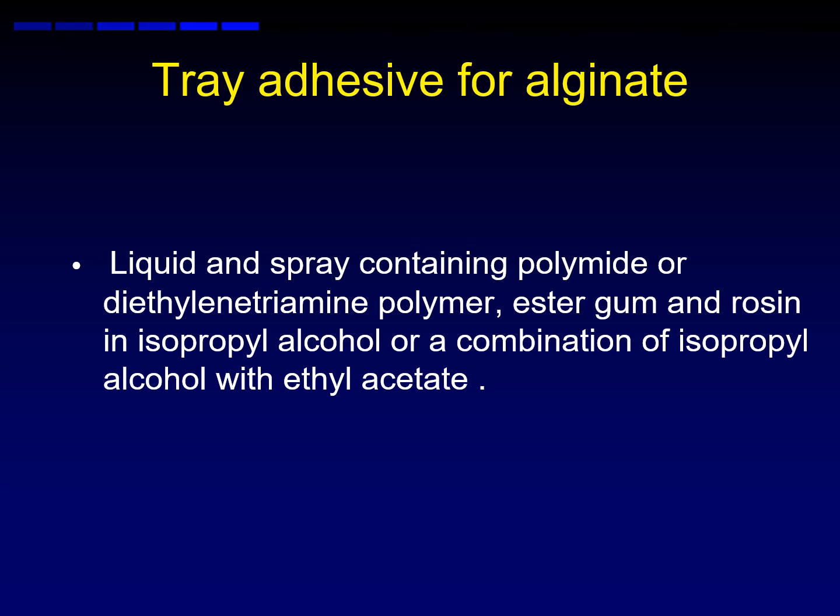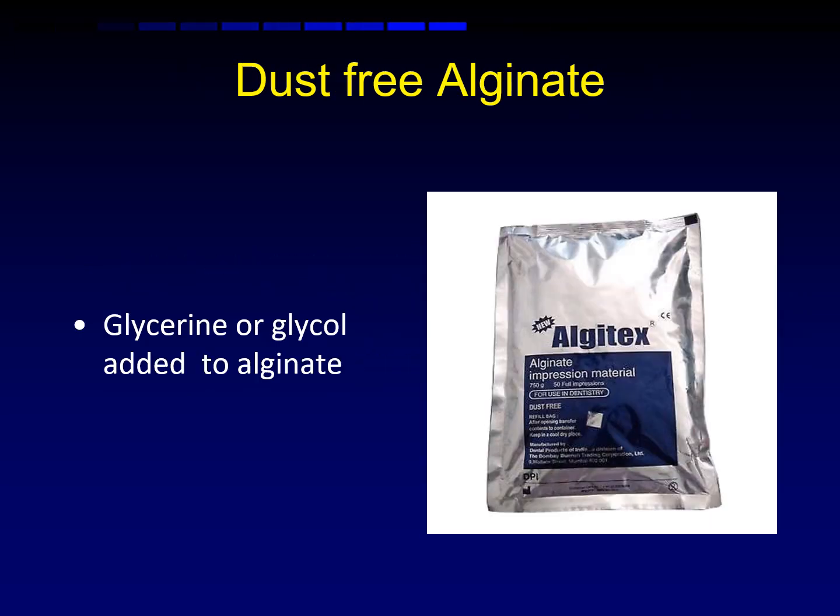A major failure encountered with alginate impression is separation of the tray and the impression. To avoid that, nowadays tray adhesives are available. These tray adhesives contain polyamide or diethylene triamine polymer, ester gum, and rosin in isopropyl alcohol or a combination of isopropyl alcohol with ethyl acetate. When you apply this tray adhesive, we have to wait for 1 minute so that it evaporates, so that it facilitates the adhesion between the alginate material and the tray.